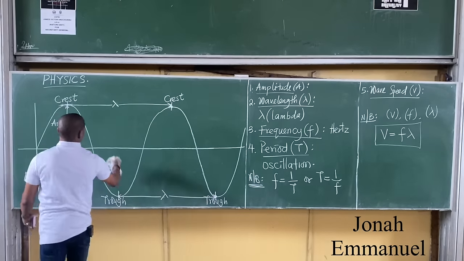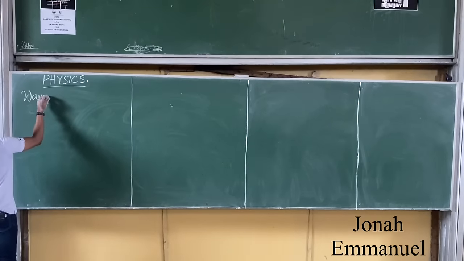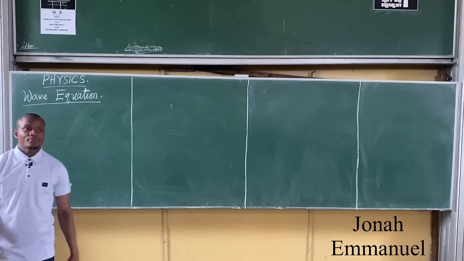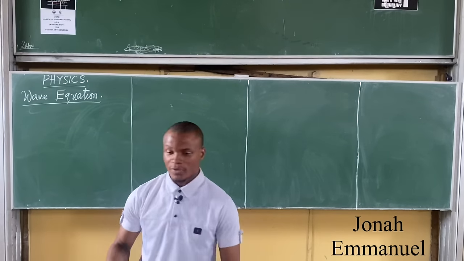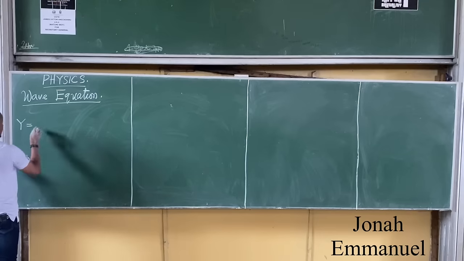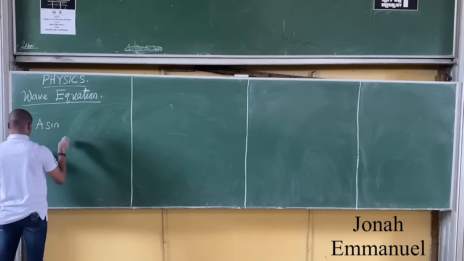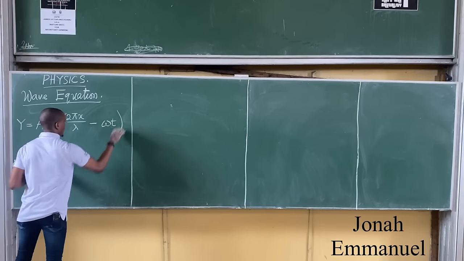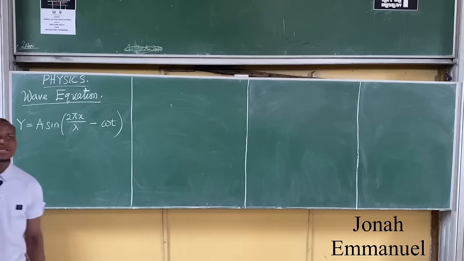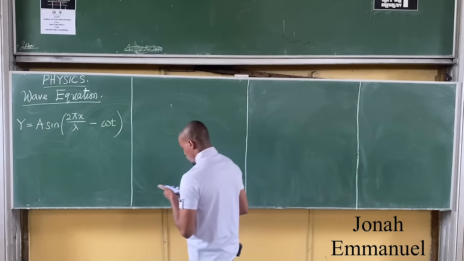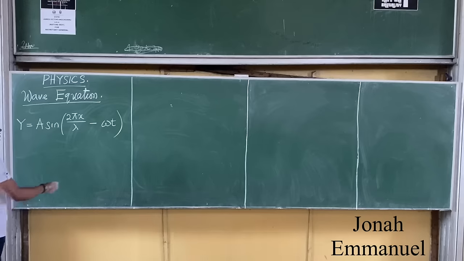Wave equation. I think this is what you should focus more on. The vertical displacement covered by a wave, y, is equal to A cos in bracket 2 pi x over lambda minus omega t. This is not W, it's omega.